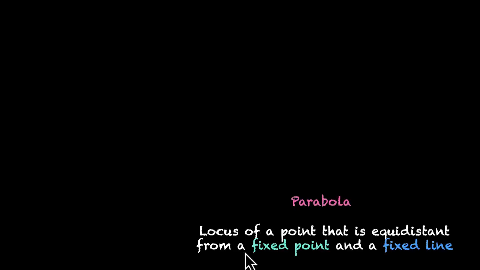A parabola is defined as the locus of a point that is equidistant from a fixed point and a fixed line. This means it is the locus of a moving point that is always at the same distance from a fixed point as it is from a fixed line. Let's use this to find the equation of a parabola.